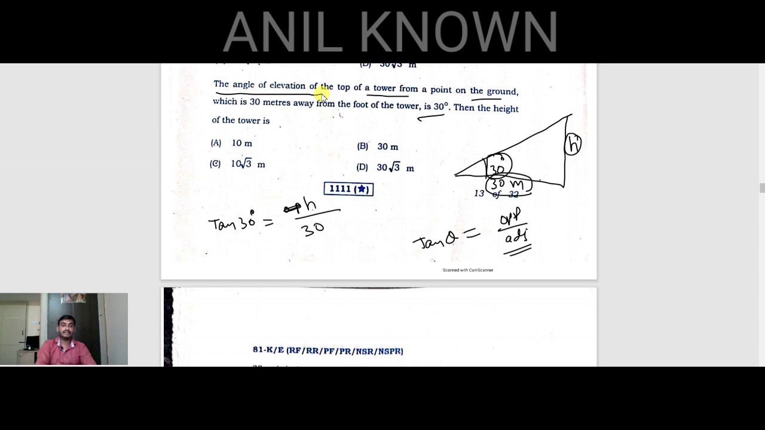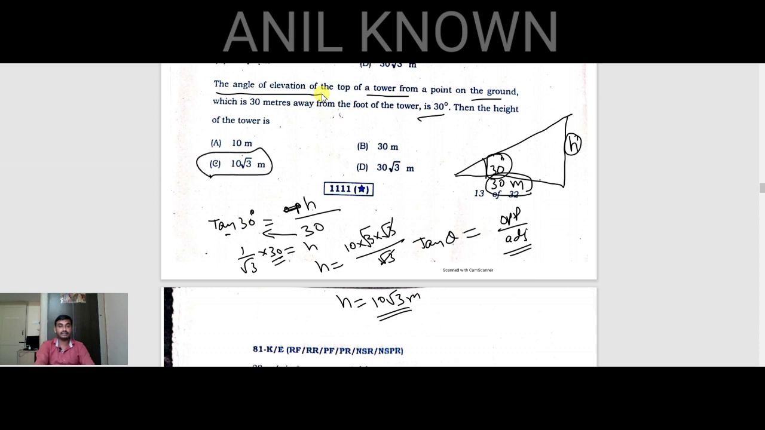Tan 30 degrees is 1 divided by root 3. So 30 will come here and get multiplied, and h is equal to 30, which can be written as 10 into 3, and 3 can be written as root 3 into root 3, divided by root 3. So root 3 gets cancelled, therefore h is equal to 10 root 3 is the solution. Therefore 10 root 3 meters is the answer, that is option C.